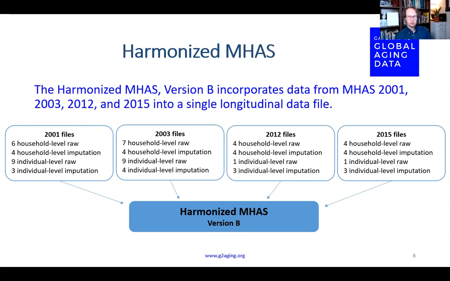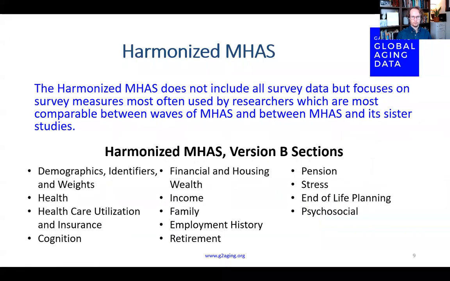The harmonized MHAS, though, does not contain all the variables at each of these waves. Instead, it really focuses on those variables which are most often used by researchers and which are comparable between different waves of MHAS and between MHAS and its sister studies. So it doesn't have everything, but it has the most frequently used variables.